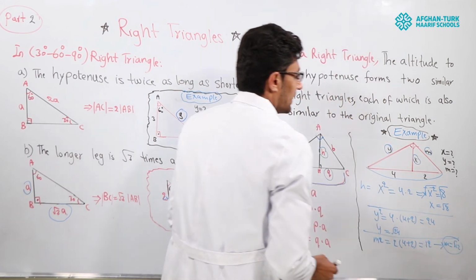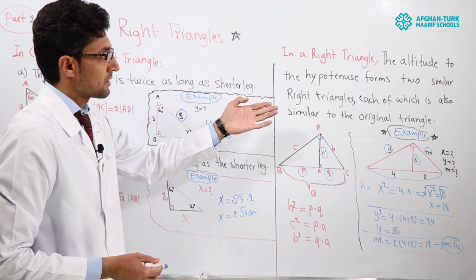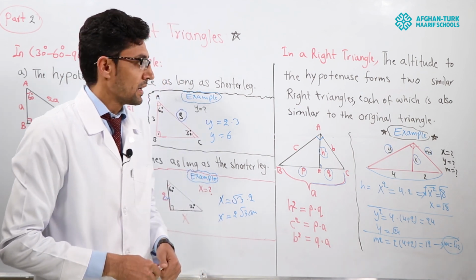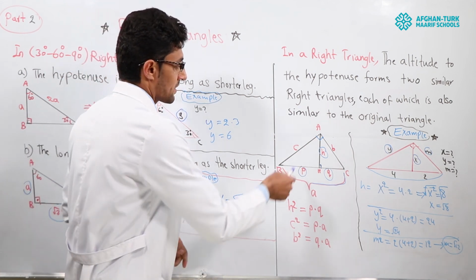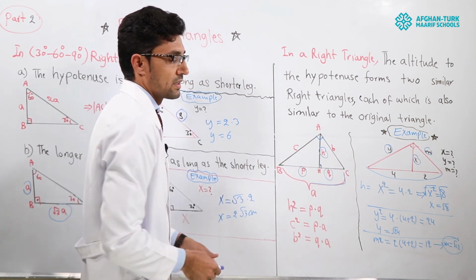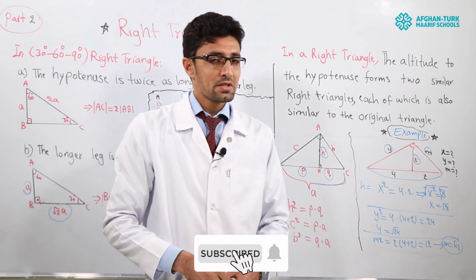Okay. It was the property of a right triangle which has this type, or in short we can say that these are the relations between the sides of a right triangle. Try to practice a lot, and best of luck.